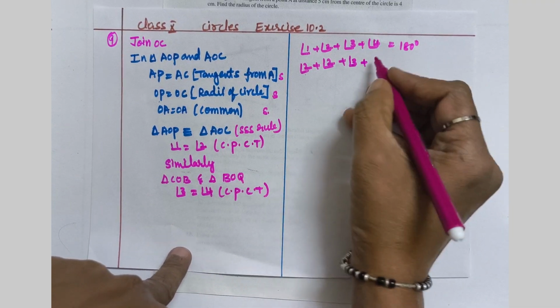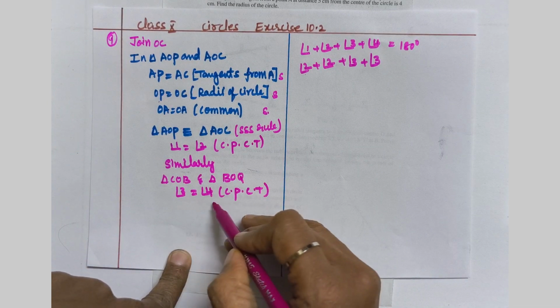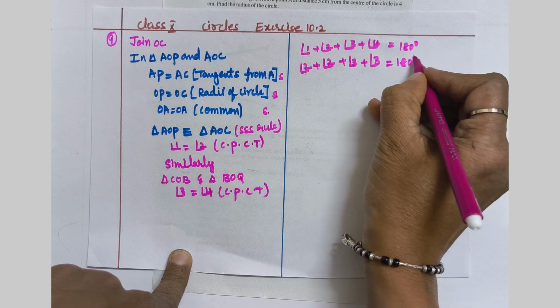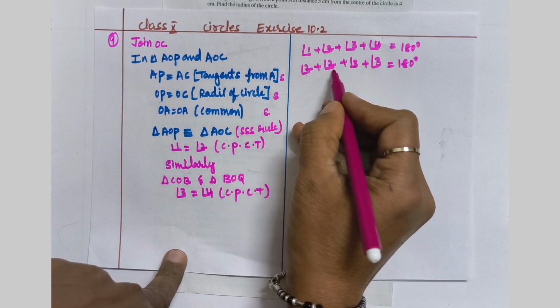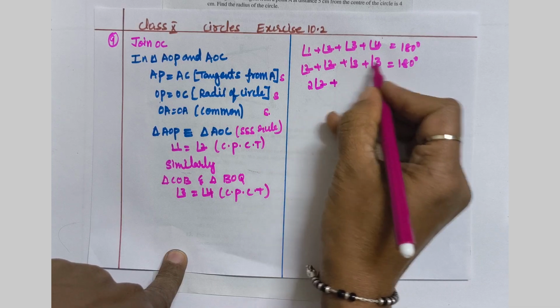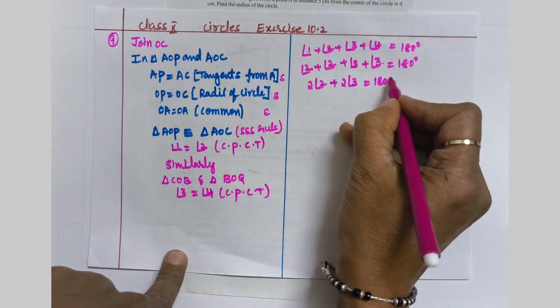In place of angle 4 you write angle 3. Why? Because angle 3 is equal to angle 4. So in place of angle 4 you write angle 3, and the sum is 180 degrees. Now see here: angle 2 plus angle 2, that is 2 angle 2, plus angle 3 plus angle 3, that is 2 angle 3, is equal to 180 degrees.